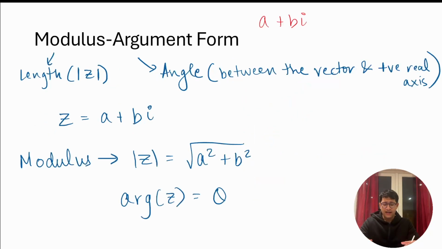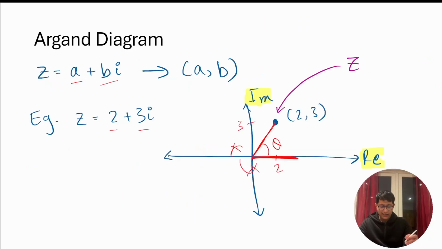So to find out the modulus argument form of a complex number, to find out the modulus, all you have to do is the square root of a squared plus b squared. Why? Because let's say this is a complex number 2, 3i, I've plotted it. Well, as you can see, this distance is 2, this distance is 3. Use Pythagoras, this is a right angle triangle. The square root of 2 squared plus 3 squared, right?